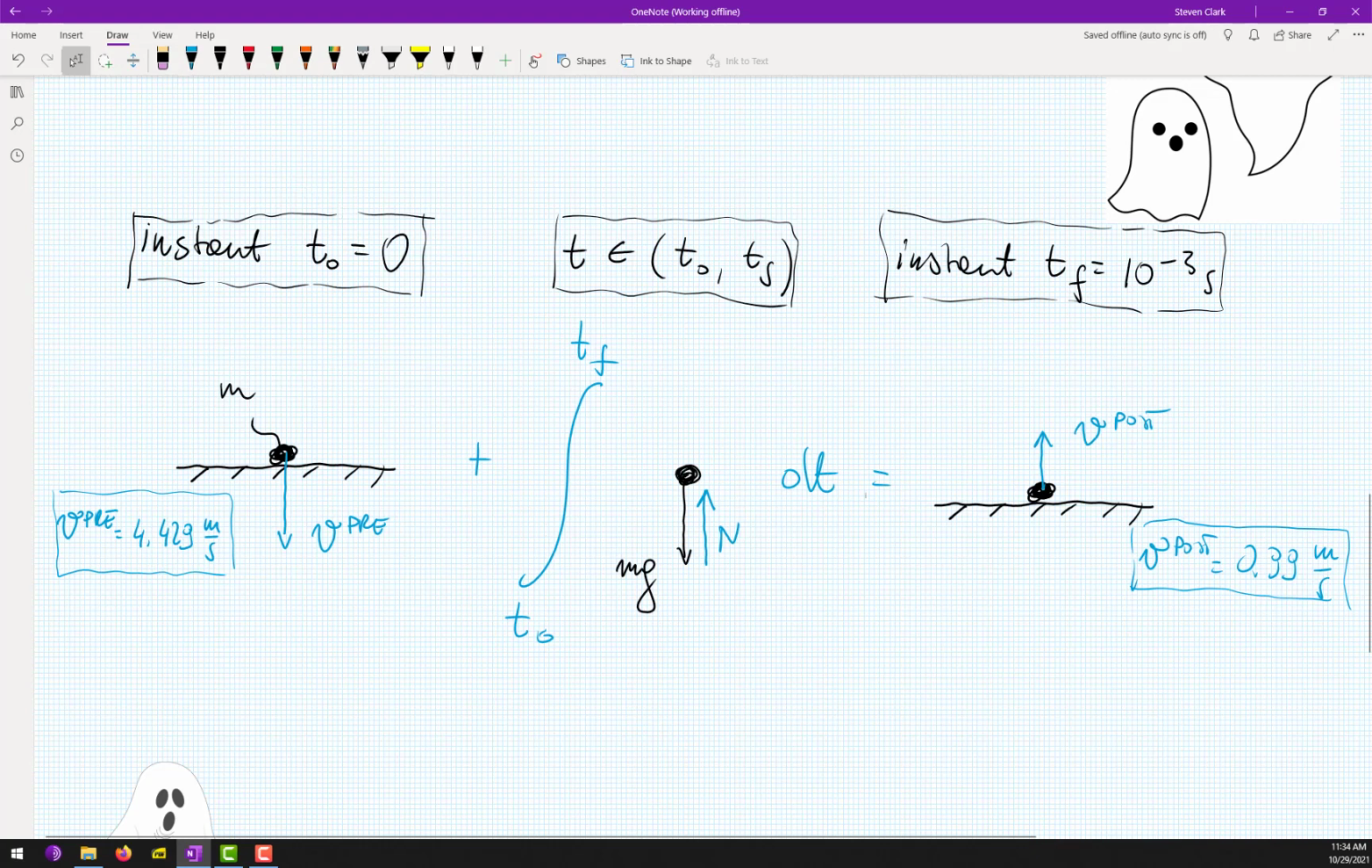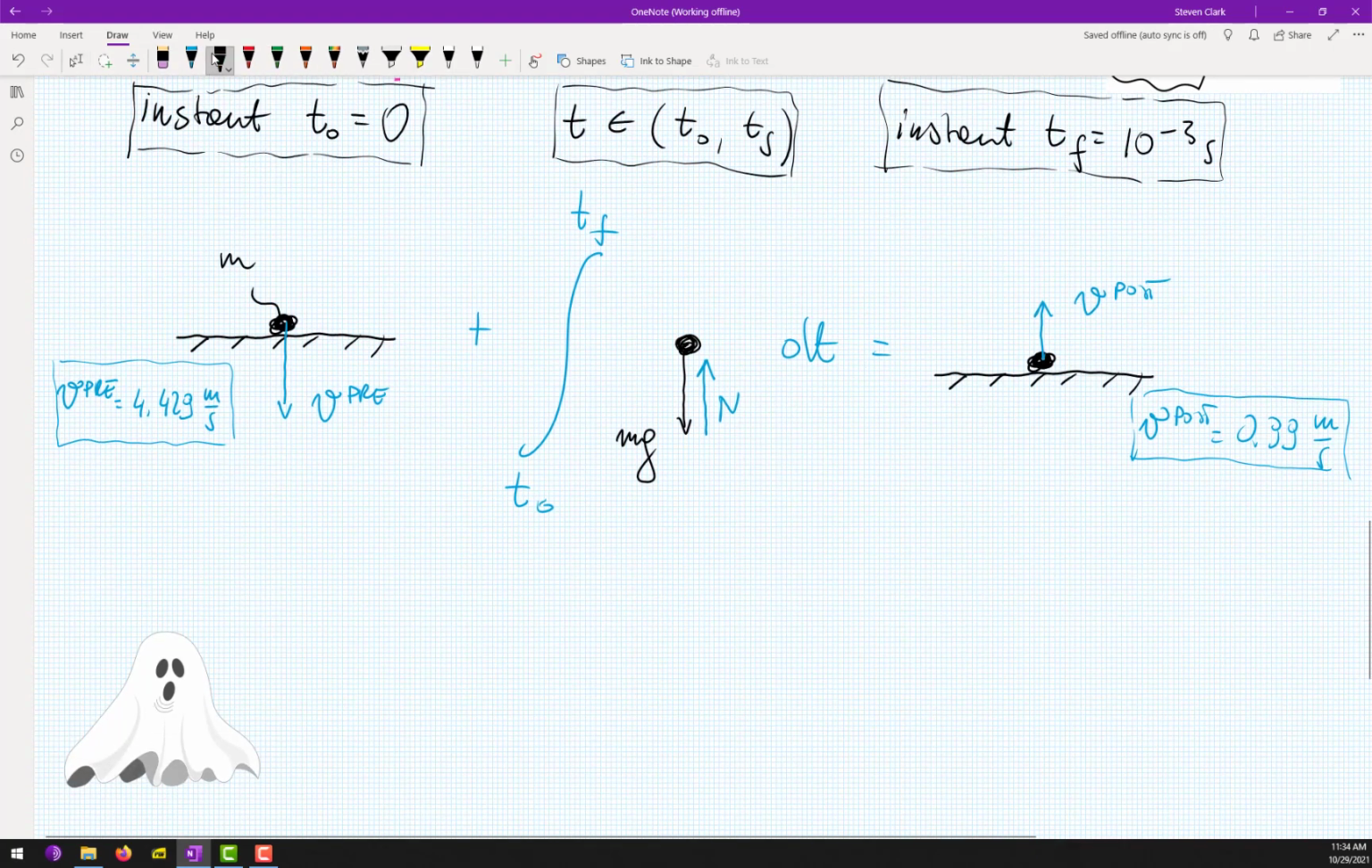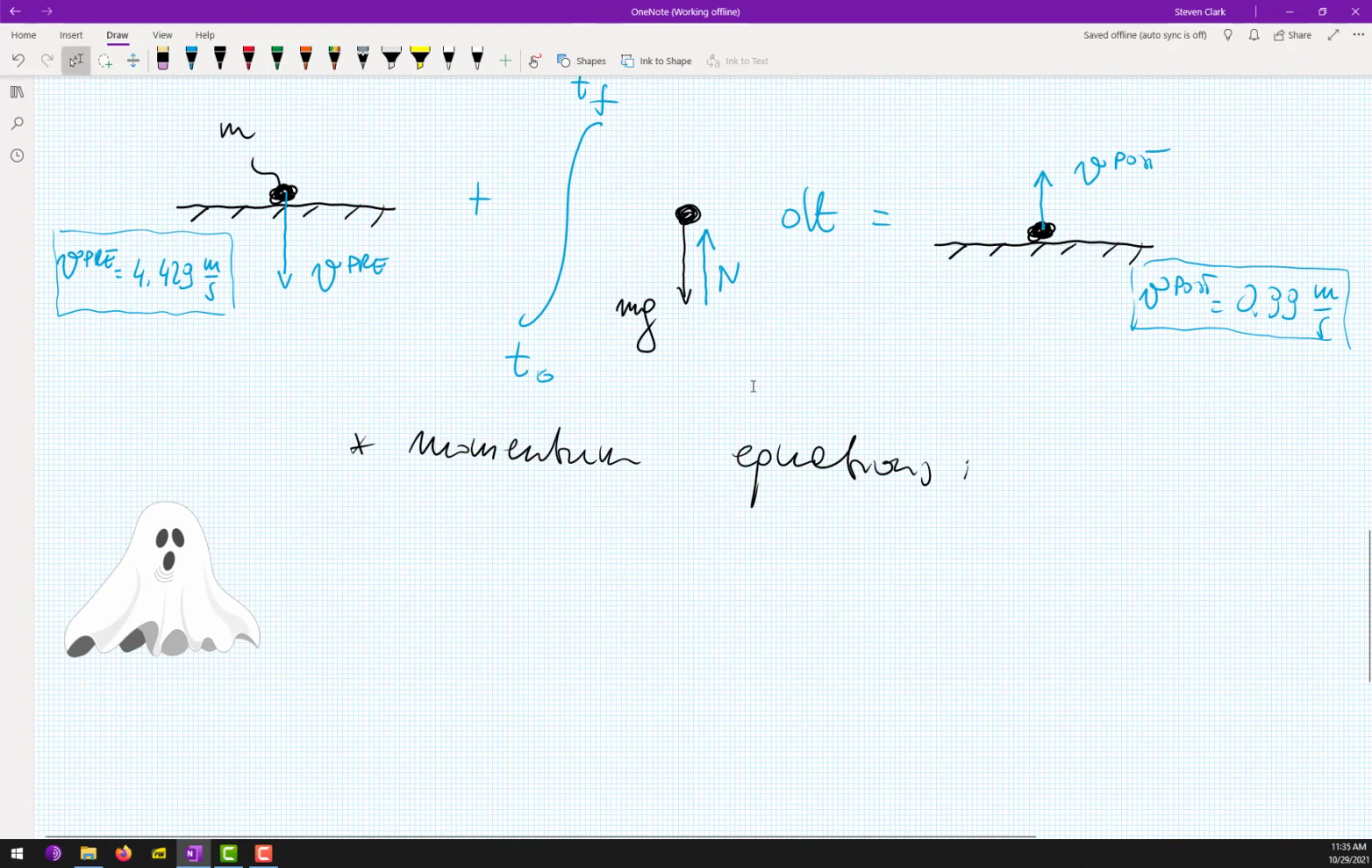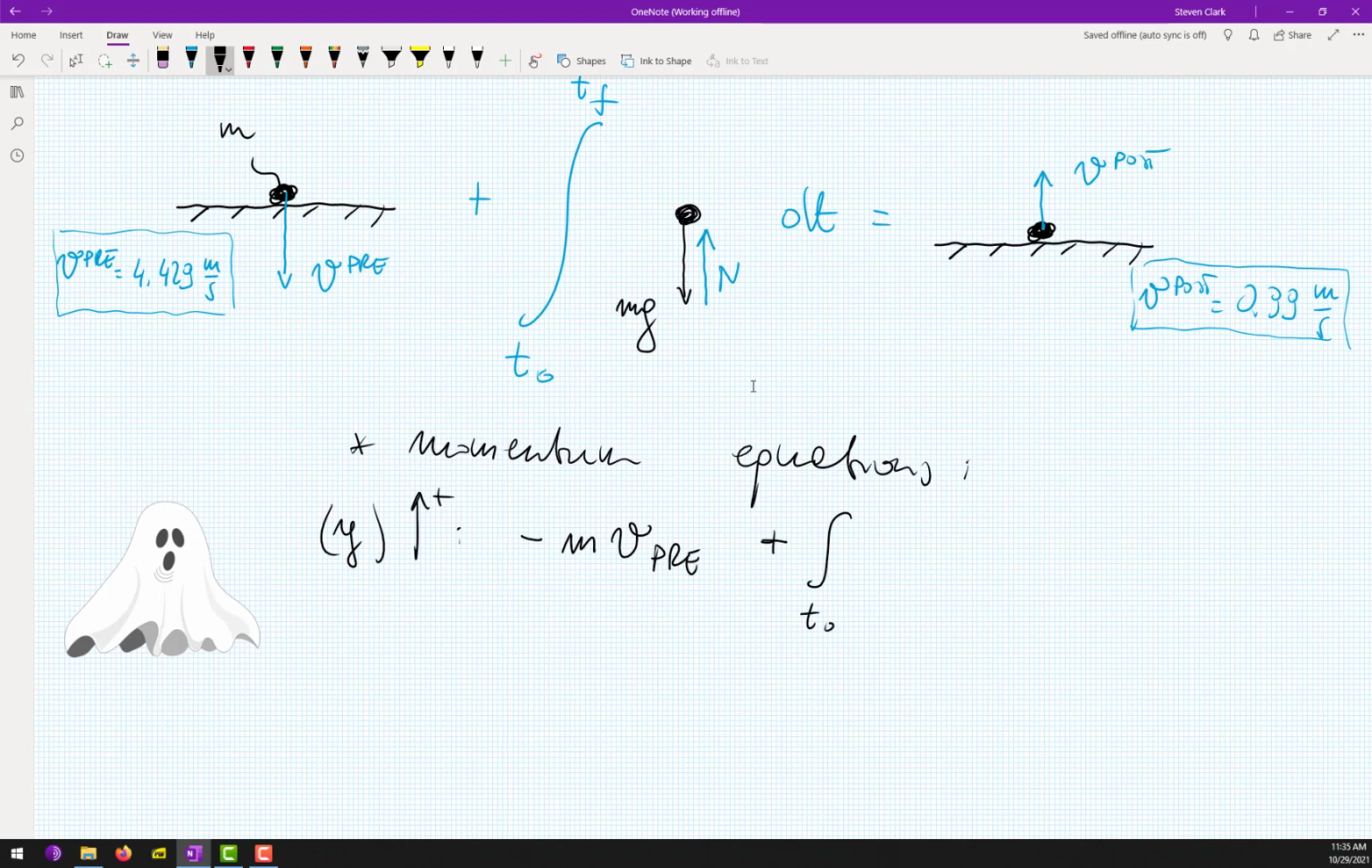And now momentum equations. Let's do momentum equations along the y direction, with this direction being positive. So at the beginning we have v pre pointing downwards, so it will be minus m v pre. Then we have the impulse from t0 to t final of N dt, and this is equal to m v post.